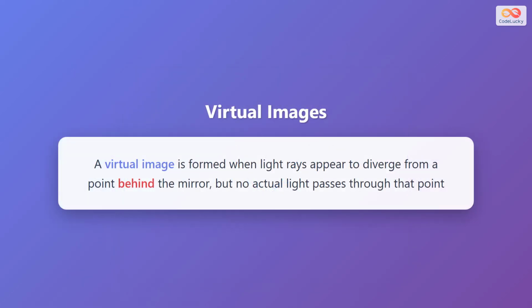A virtual image is formed when light rays appear to diverge from a point behind the mirror, but no actual light passes through that point. This is different from a real image, where light rays actually converge and pass through the image location. In a plane mirror, the reflected rays spread out, but if we extend them backward behind the mirror, they appear to meet at a specific point. Our eyes and brain interpret these rays as coming from behind the mirror, creating the illusion of an image in that location.